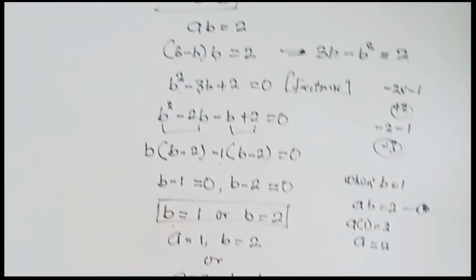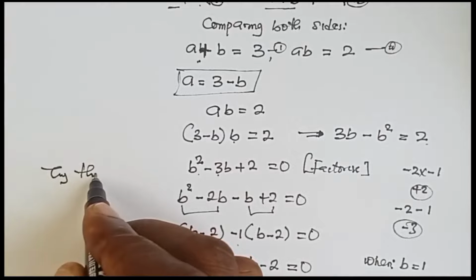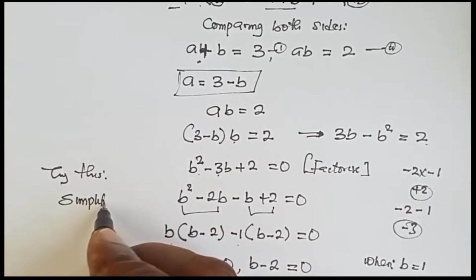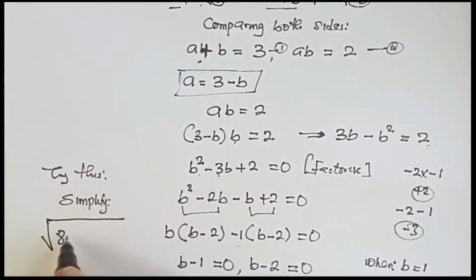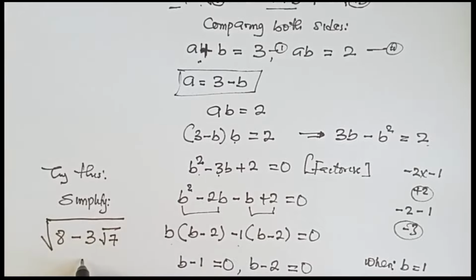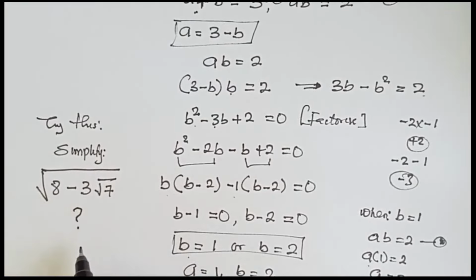So let's try this. Simplify the square root of 8 minus 3 root 7. Let's simplify this and write our answer in the comment section.